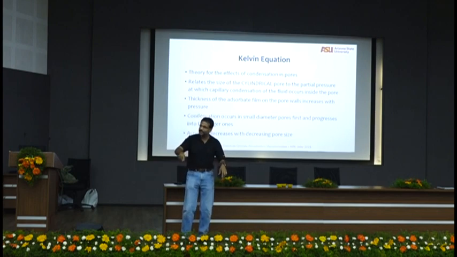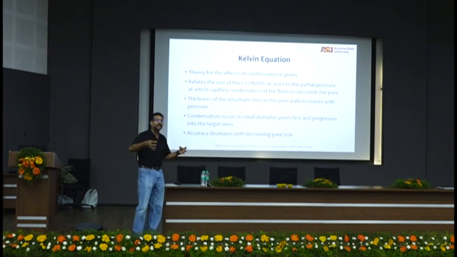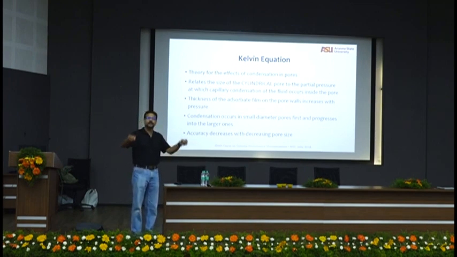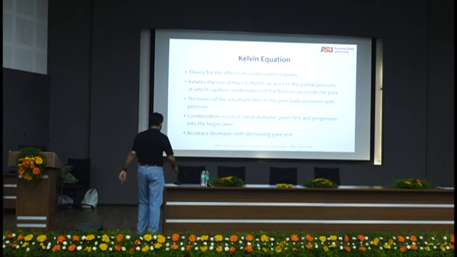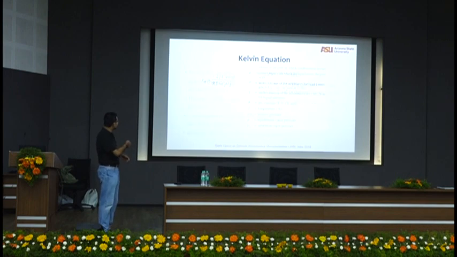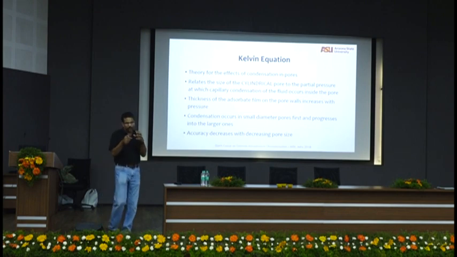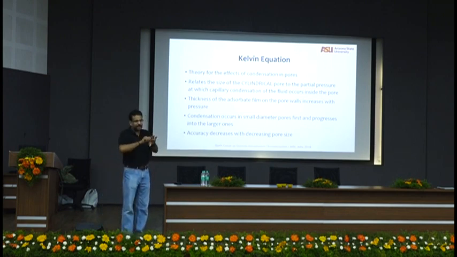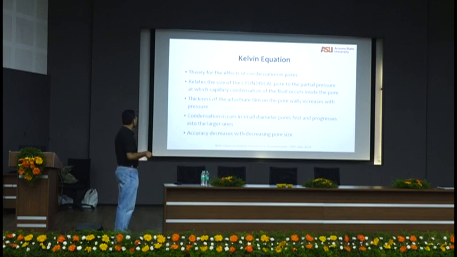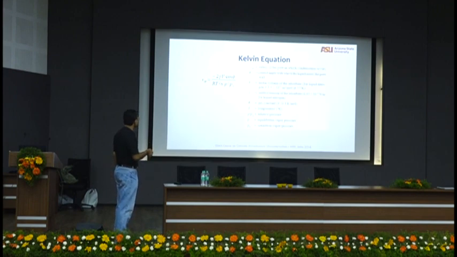So by partial pressure variation, you can condense liquid in partially saturated systems. In a cylindrical pore, with an increase in partial pressure, the thickness of the water, or whatever you're supplying, on the pore walls increases. Condensation occurs in smaller pores first and then in larger pores. Therefore, you can use the simple Kelvin equation. It's nothing but surface tension, volume, the contact angle, the gas constant, temperature, and partial pressure.